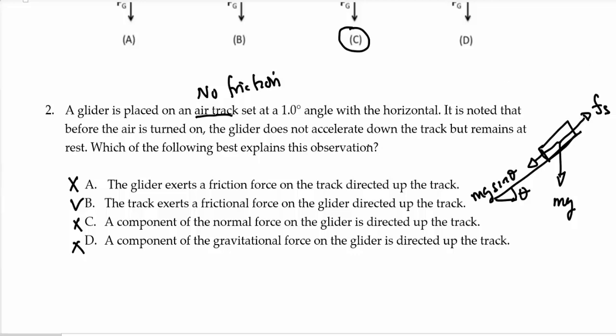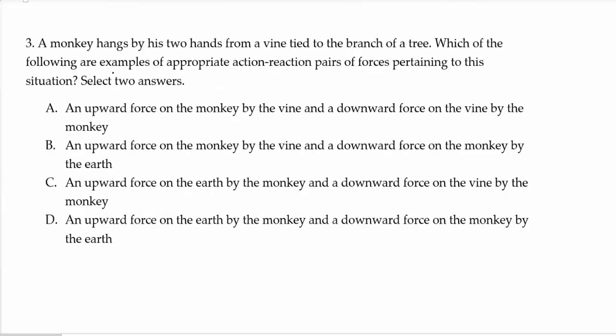Okay, look up this way. The normal force is perpendicular to the track. So the normal force does not have a component along the track. Listen, the normal force is perpendicular to the track. So the normal force does not have a component along the track. Do you get that? Okay, great. Now question three.